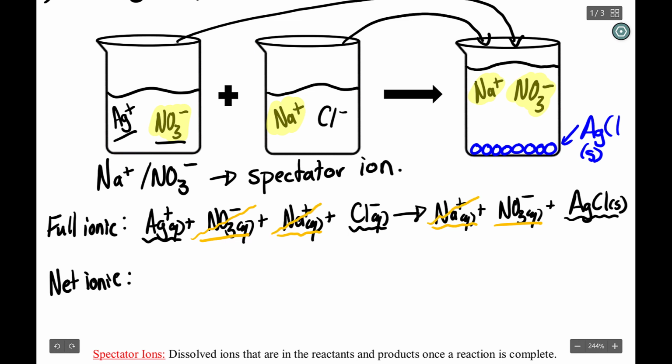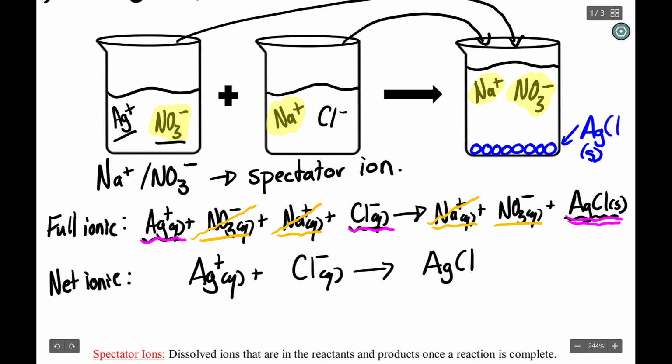But the other two, this has gone from being aqueous to solid, and this has gone from aqueous to solid, so it's undergone a change. My net ionic would simply then just be silver ions aqueous plus chloride ions aqueous turning into silver chloride solid. It's net. It only shows what is actually changing. This one is already balanced at 1 to 1 to 1.